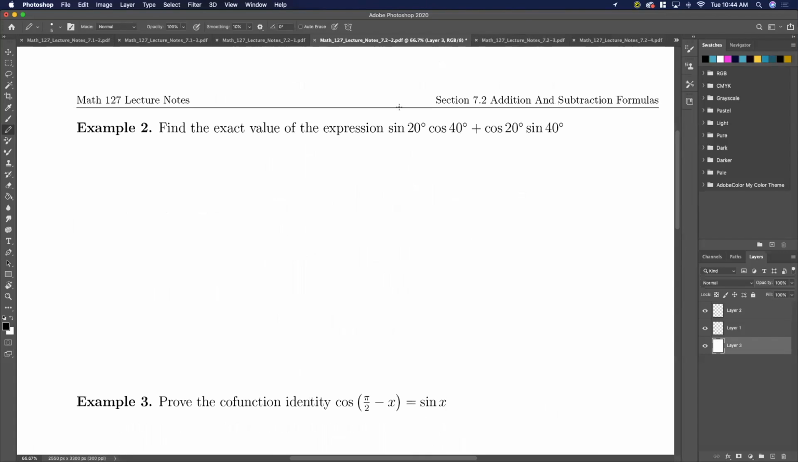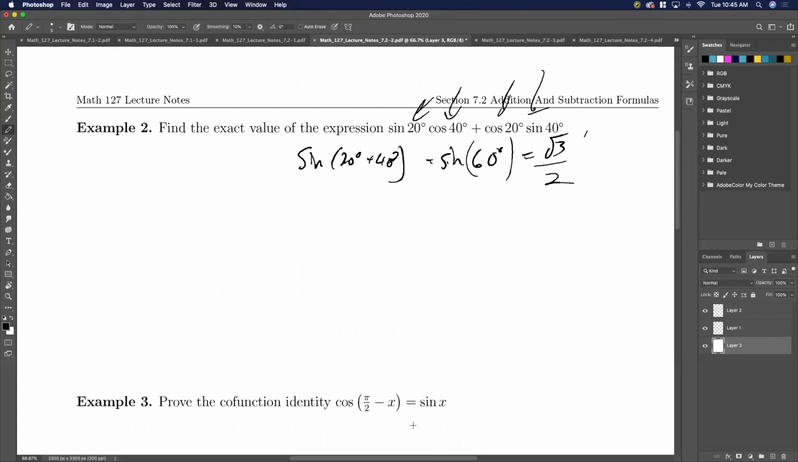And so this is really just the sine of 20 degrees plus 40 degrees. So you can go the other way, which is equal to the sine of 60 degrees. And do I know what the sine of 60 degrees is? Yeah, that's square root 3 over 2. Now, if you chunk each one of these through the calculator and add it up, you're going to get the same value. But here we don't need to.